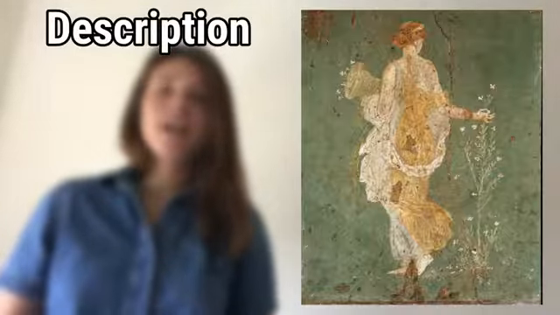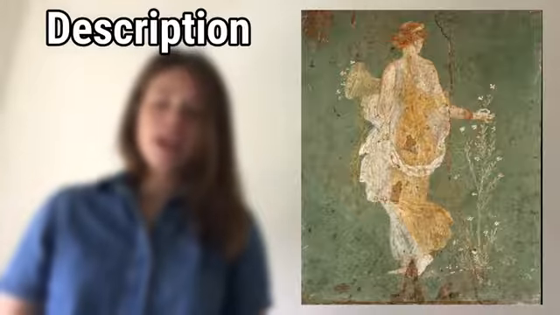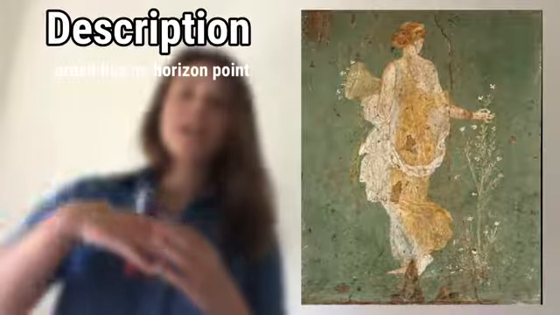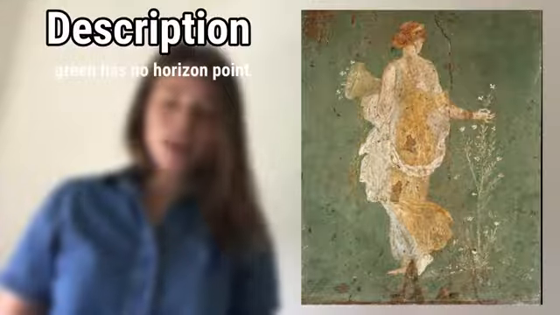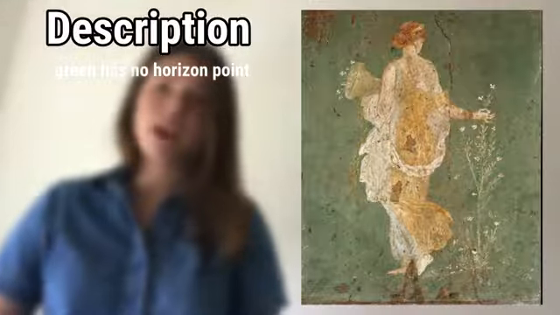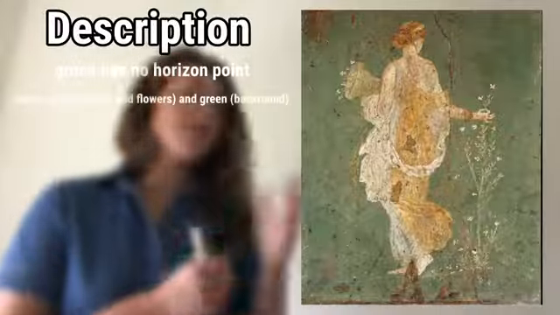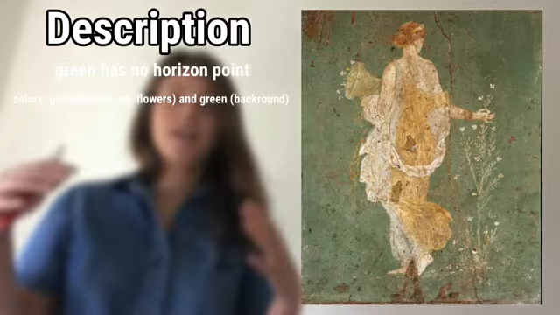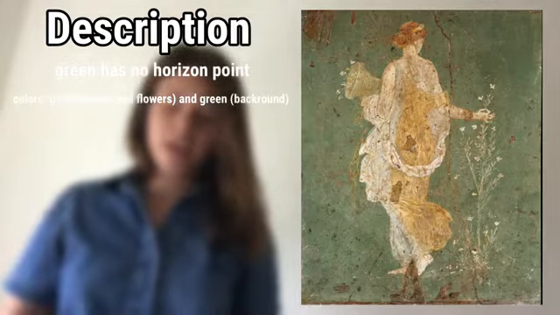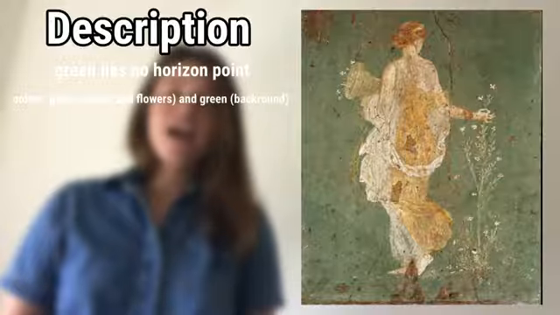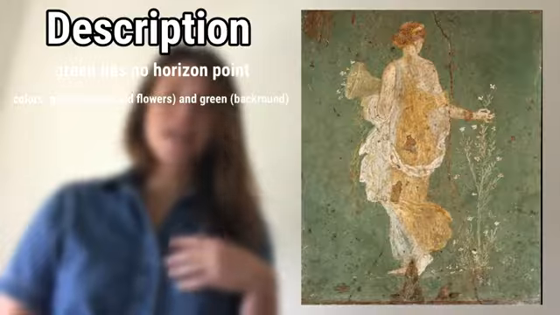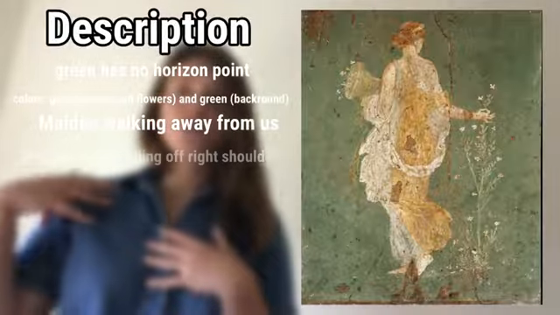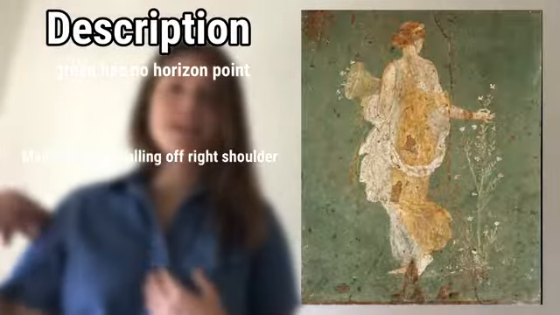And so a couple things that I noticed about this piece is that the green has really no horizon point. It just kind of extends beyond. And then there's basically two main colors. There's the gold that the maiden is wearing and her basket of flowers, and then there's the green that kind of is in the background to her. And then I thought it was important to note that the maiden is walking away from us, as well as her little drape is falling off the right side of her shoulder.